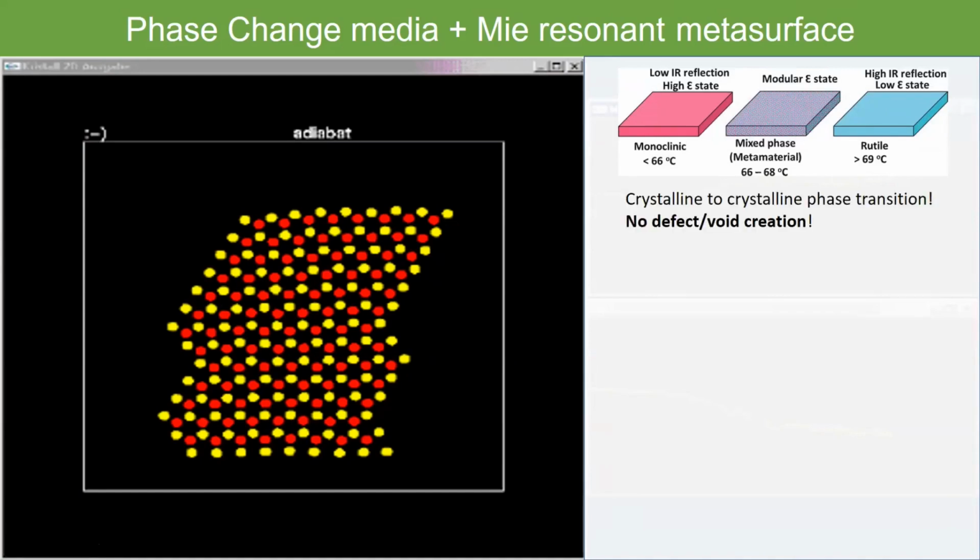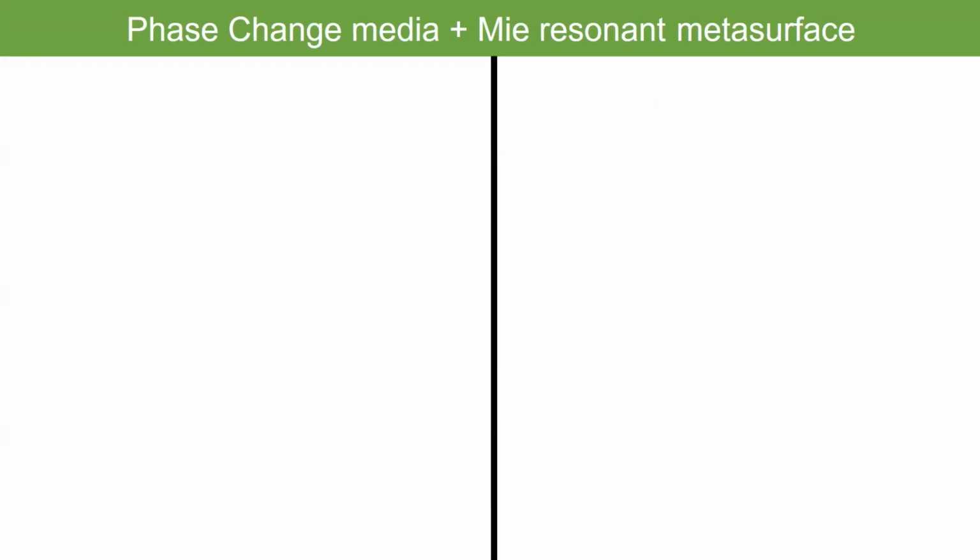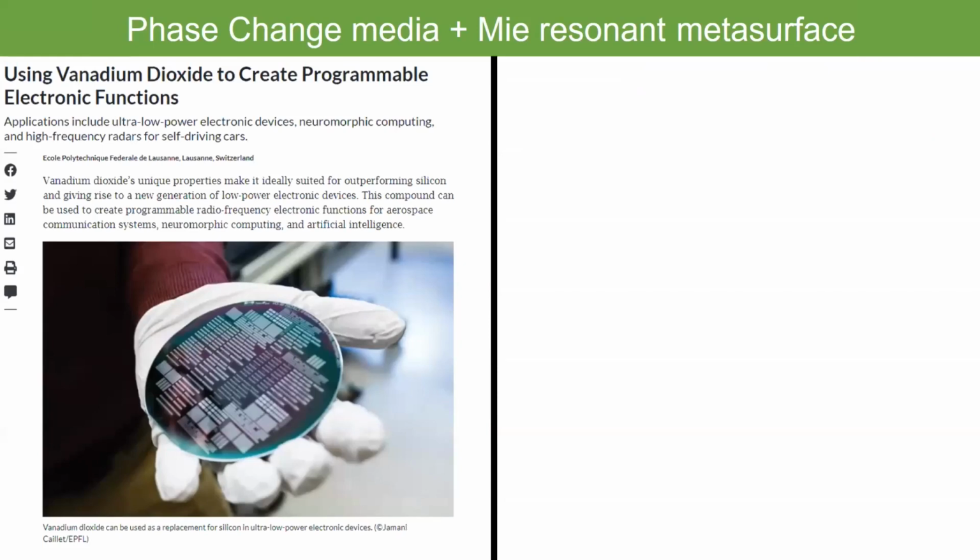which makes it very useful, because there is no defect or void creation, since the phase transition is crystalline to crystalline. Hence, if you have a thin film of vanadium dioxide and you want to have this phase transition again and again, it is very durable over a huge number of cycles. Now, this vanadium dioxide is being actively researched by many companies and leading universities like EPFL for creating programmable electronic devices.